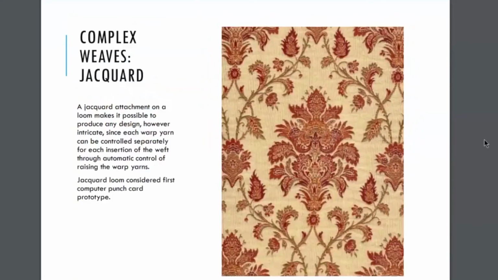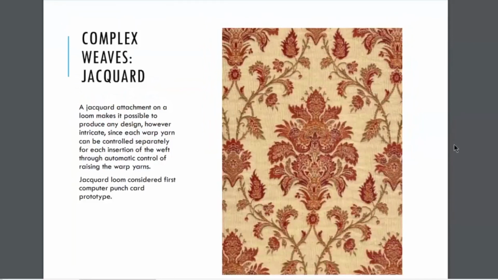So next we're going to look at complex weaves woven on the jacquard loom. A jacquard attachment on a loom makes it possible to produce any design, however intricate, since each warp yarn can be controlled separately for each insertion of the weft through automatic control of raising the warp yarns. The jacquard loom is considered the first computer punch card prototype.